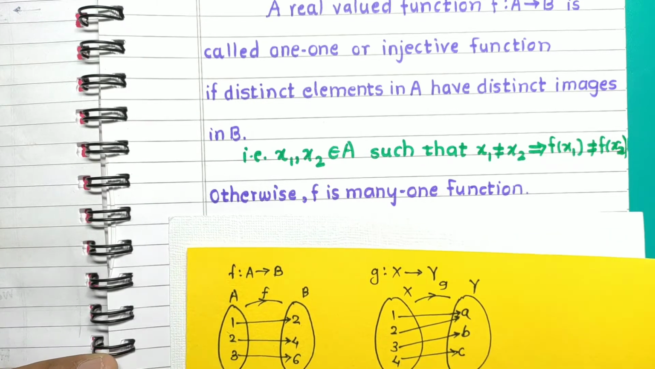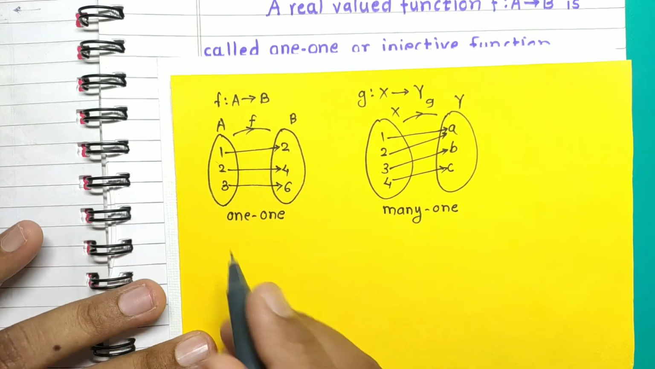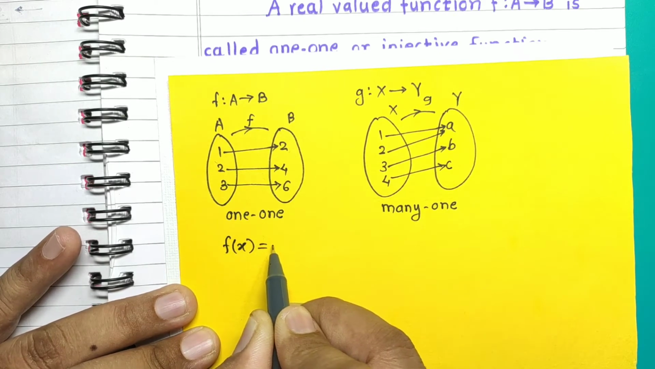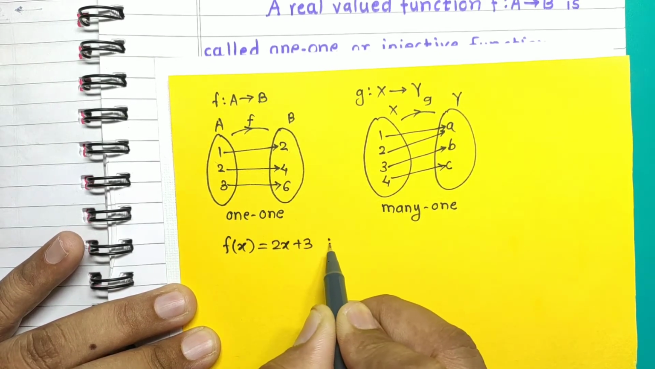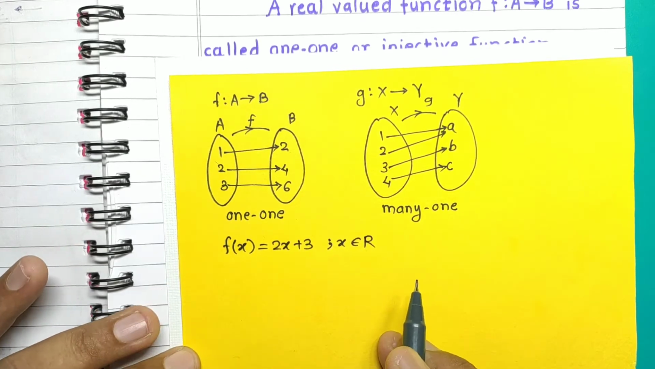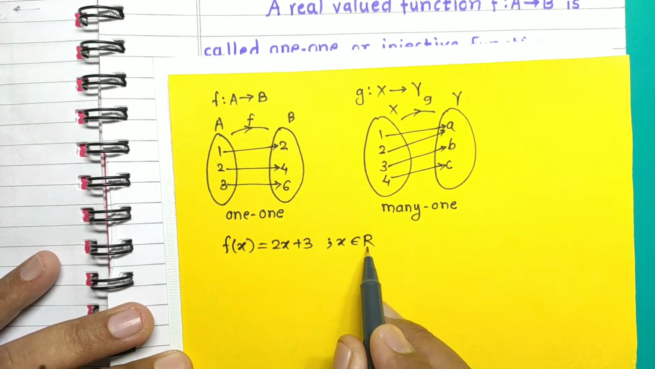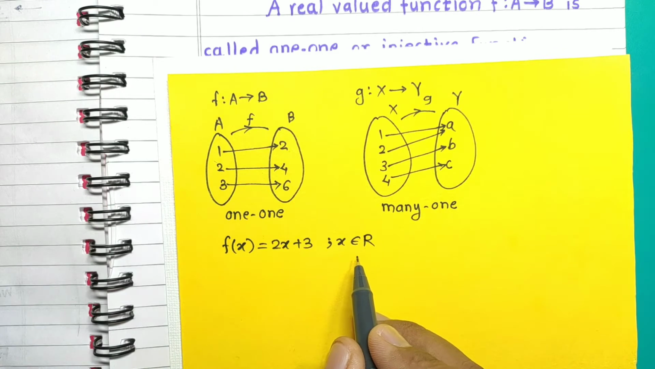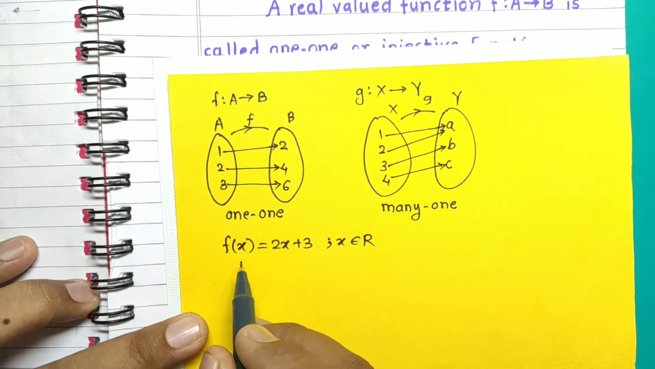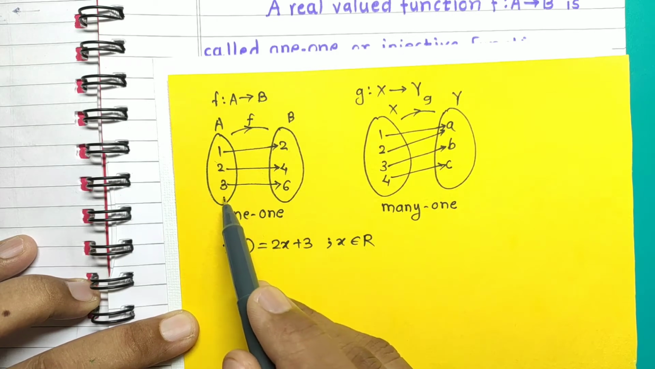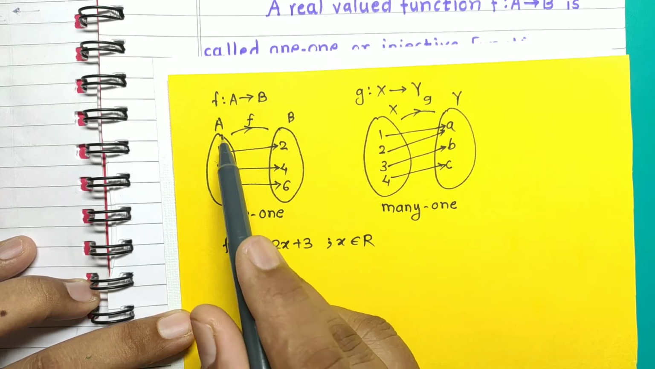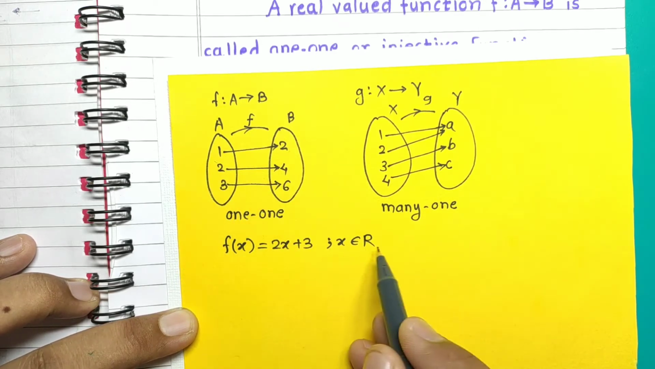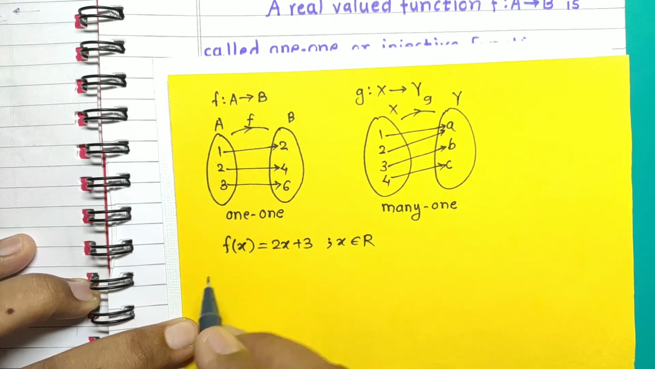Okay, let's see one more example. Let us consider the function f of x is equal to 2x plus 3 for x belonging to R. That means for this function, the domain is the set of real numbers. Now we have to decide whether this function is one-one or not. In the earlier example, it was easy to see the images since only these few elements are there in the domain. But for this function, we have to use some technique.